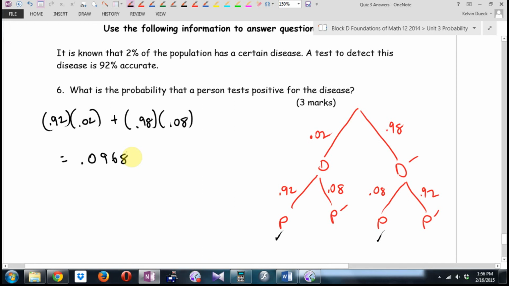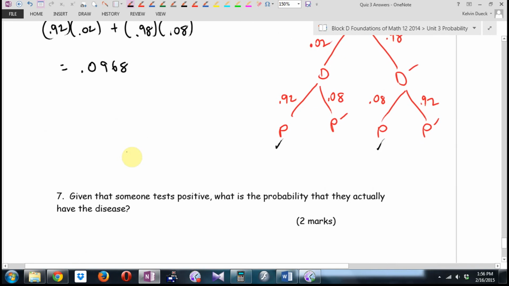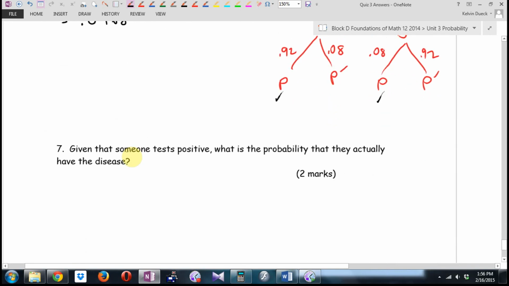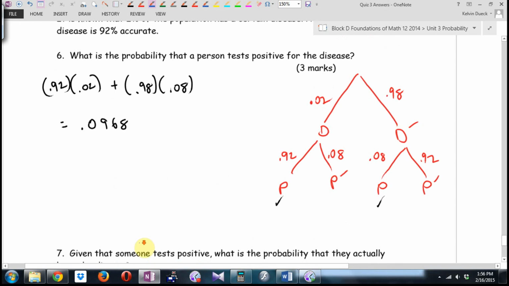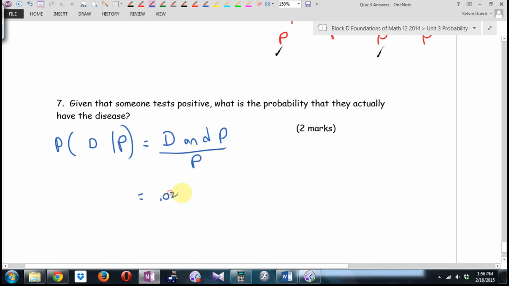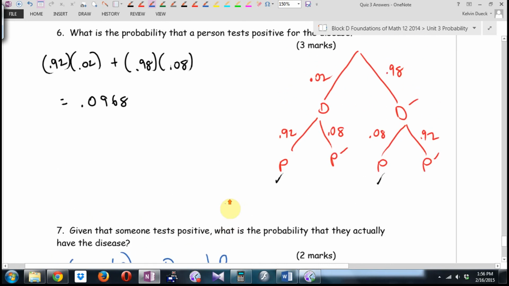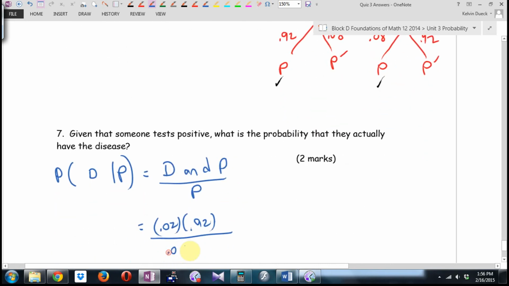The more interesting question to me, Sterling, is, all right, suppose you test positive. Do you actually have the disease? Given positive, find that. We're going backwards up the tree, which is going to be D and P divided by P, which is going to be D and P, 0.02, 0.92, divided by P, which I just found out was 0.0968.